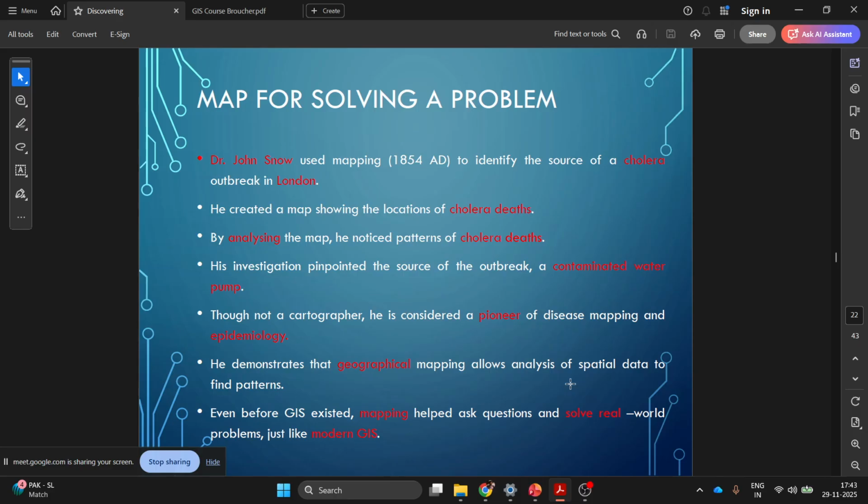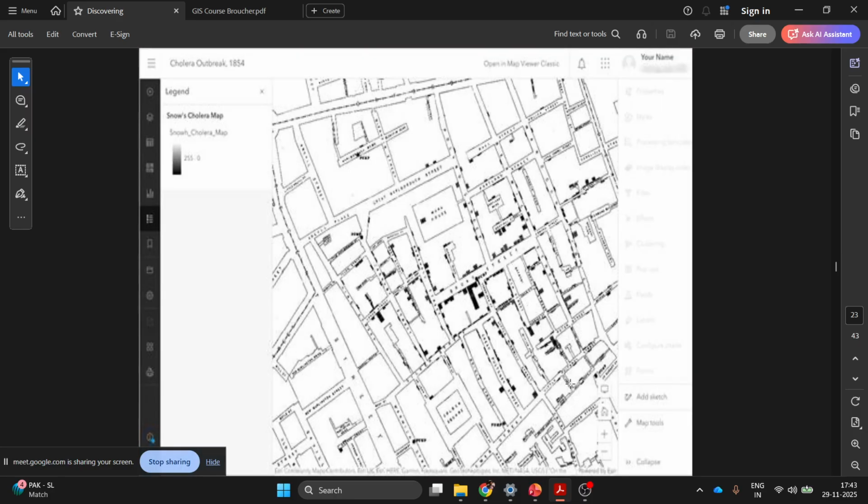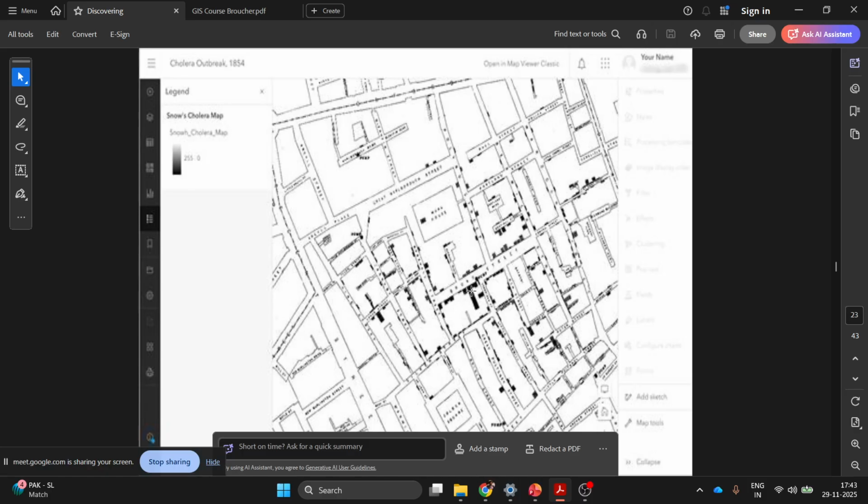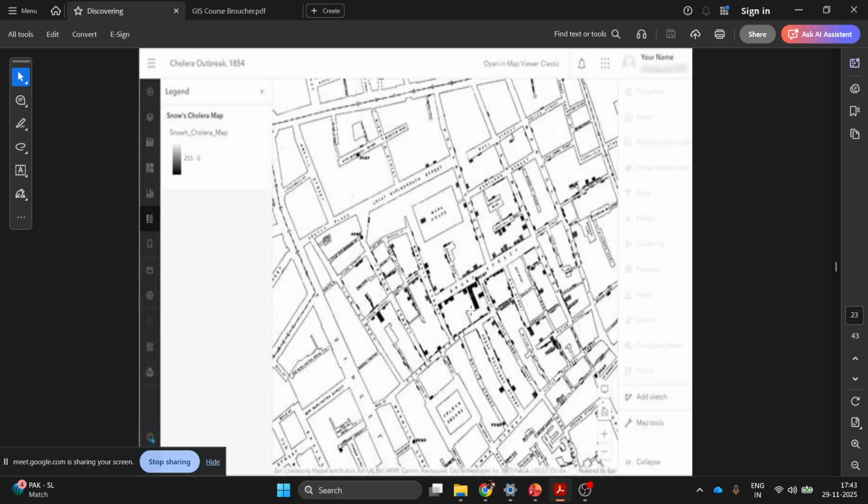What he did was create a map showing the locations of cholera deaths in the society. He created a map something like this, and here you can see bar graphs showing how many people were affected with cholera, or how many deaths happened in this particular location. On every street he collected the data and plotted it. These are all bar graphs shown here.